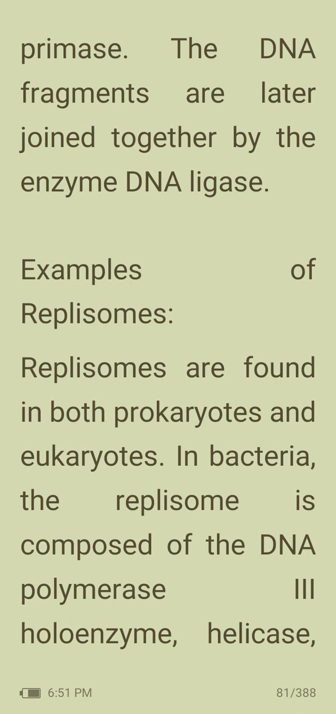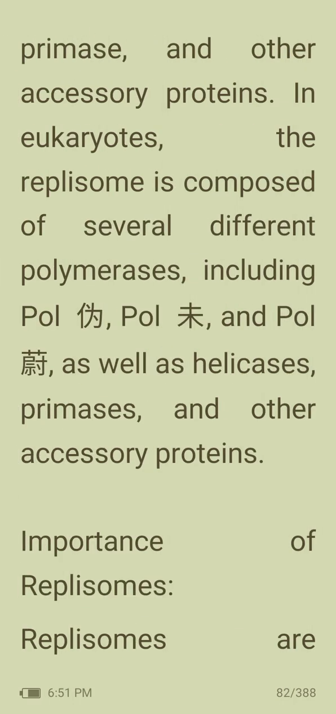Then examples of replisomes. Replisomes are found in both prokaryotes and eukaryotes. In bacteria, the replisome is composed of DNA polymerase III holoenzyme, helicase, primase, and other accessory proteins. In eukaryotes, the replisome is composed of several different polymerases, including pol alpha, as well as helicases, primases, and other accessory proteins. Then importance of replisomes.